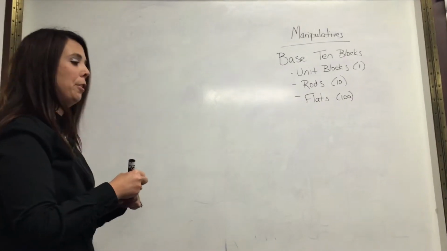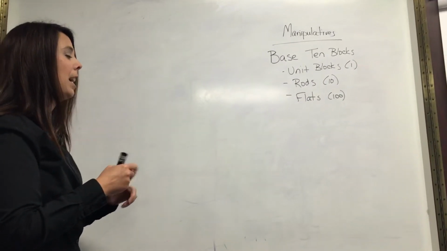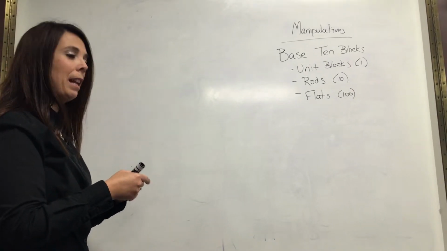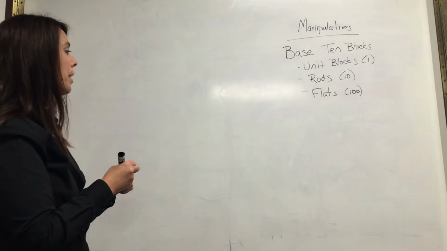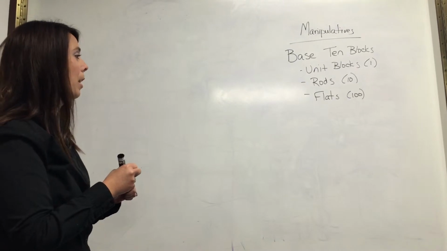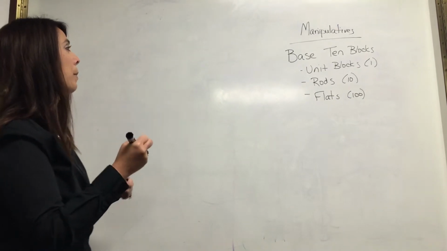There's been a lot of confusion about how to teach addition and subtraction with place value without teaching the algorithm. So I wanted to give an example of each. We're going to start with addition.